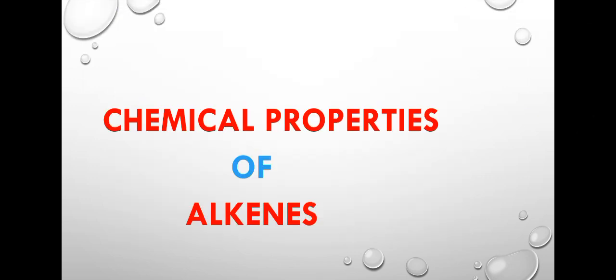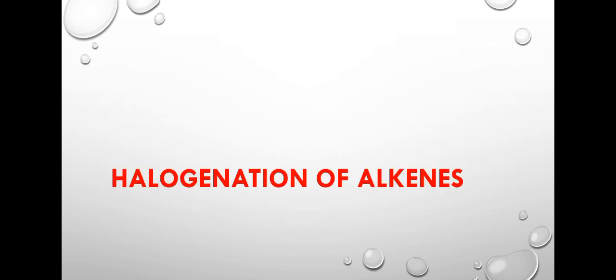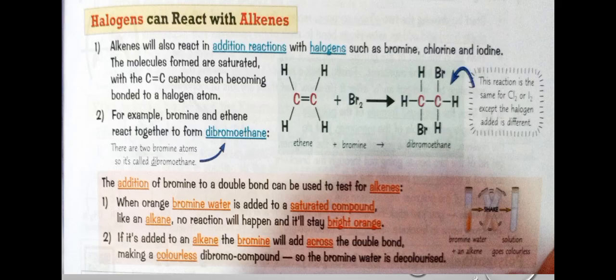See the chemical properties of alkene. First chemical property which we will discuss here is halogenation of alkene. Halogenation means addition of halogen such as bromine, chlorine and iodine. The molecules formed are saturated, with the carbon-carbon double bond, each carbon becoming bonded to a halogen atom.